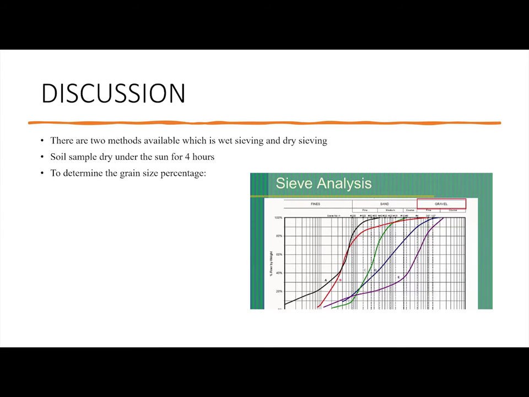For the discussion of particle size grading, there are two methods available, which are wet sieving and dry sieving, and as I mentioned earlier, I choose the dry sieving method. Before the sieving can start, the soil sample is dried under the sun for 4 hours, and to determine the grain size percentages, we will calculate and then put it in a chart.